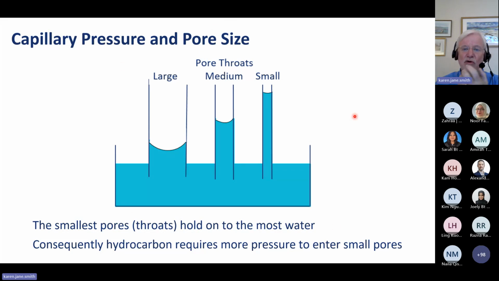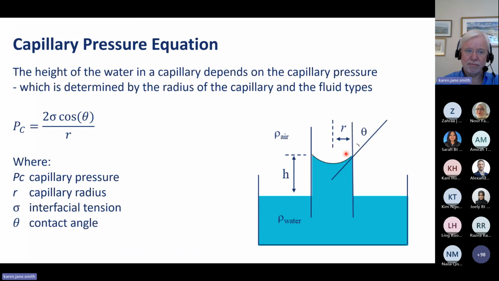This old reservoir originally contained water. As the hydrocarbon entered, as represented by the arrow, it pushed down the water, and the water was held depending on the size of the capillaries. So the smallest pores and pore throats hold on to the most water. And consequently, hydrocarbon requires more pressure to enter the small pores.